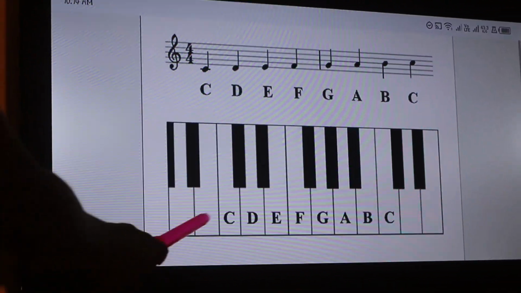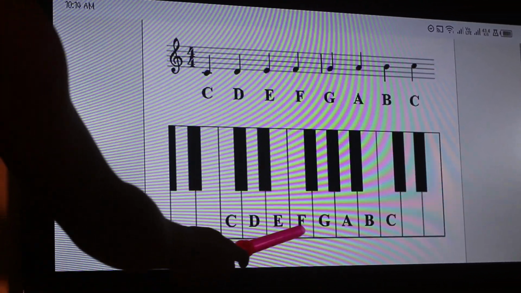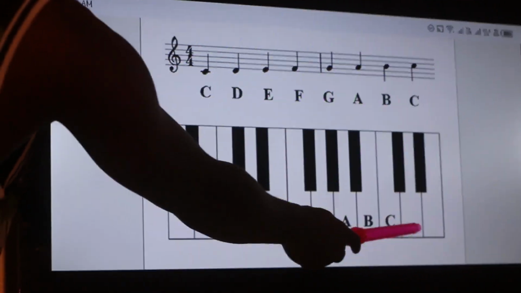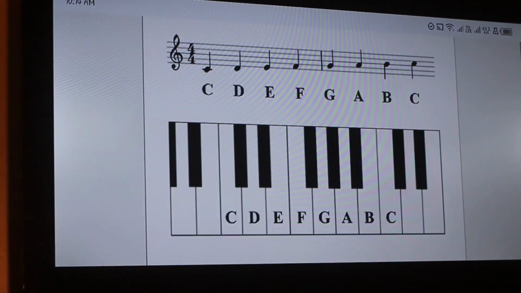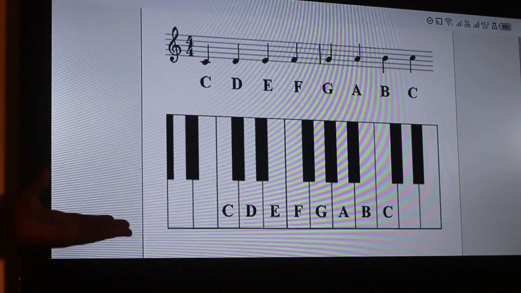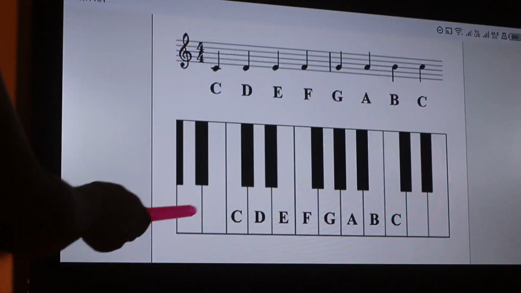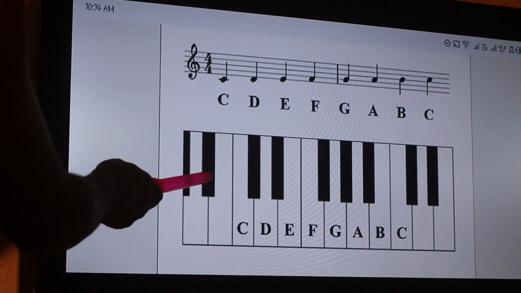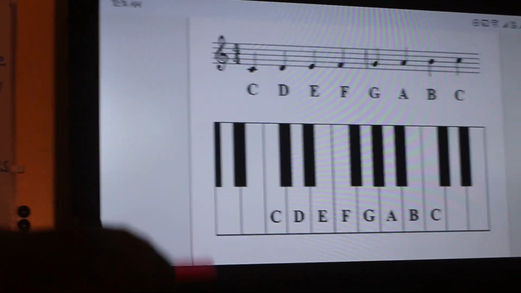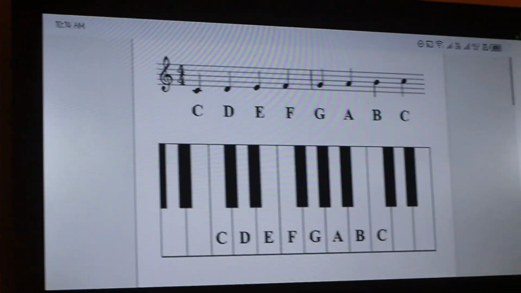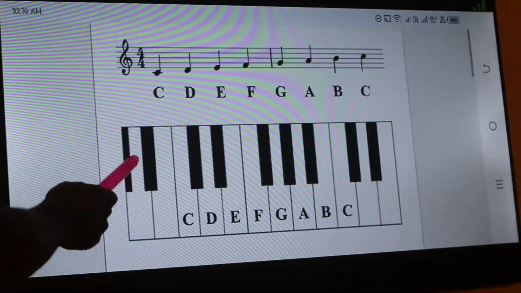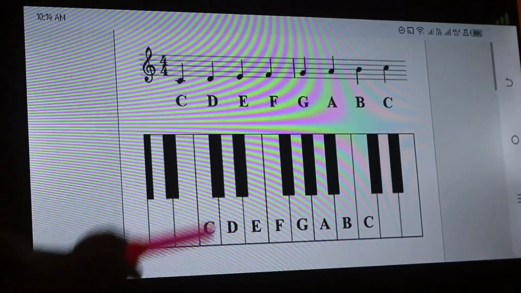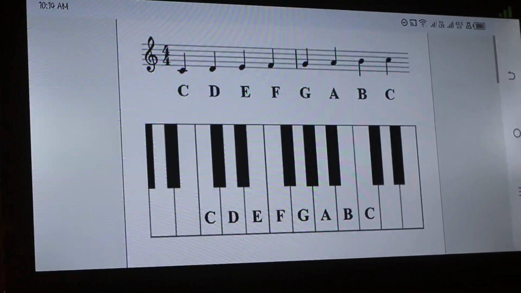So let's look at this one. We start with C, D, E, F, G, A, B, C. We can continue D, E like that, but the first note on the keyboard is a C. To identify notes on the keyboard, we have the white keys and the black keys. The black keys hold two notes, and I'm going to show you how they hold either a flat or a sharp.